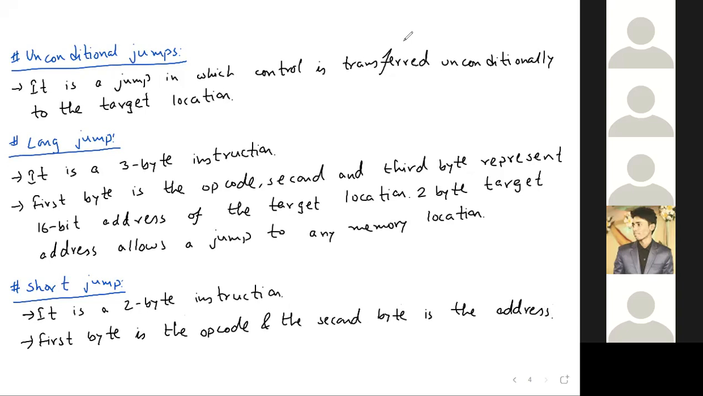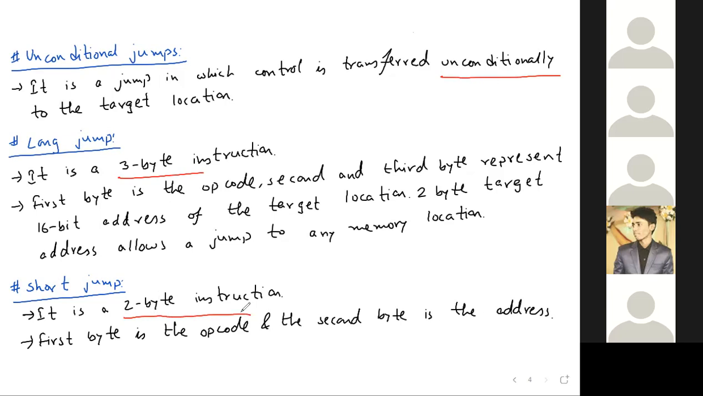Now let us move on to unconditional jumps. So definitely, as the name suggests, the control is transferred without any condition, unconditionally, to the target location. There are two types of unconditional jump. One is long jump and another is short jump. The main difference between these two jumps is in their instruction. Your long jump is a 3-byte instruction and your short jump is a 2-byte instruction.